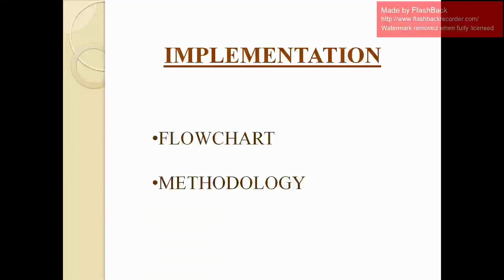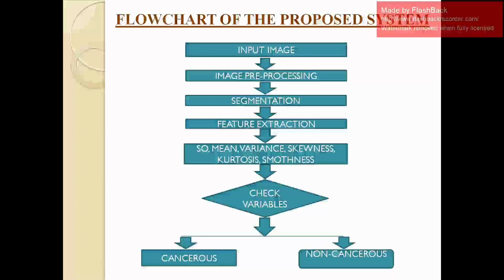Moving towards the implementation, here we have the flow chart of it: what we use, what the criteria are and what steps we use to make our project. First we take the input image, after that apply image pre-processing, then segmentation, then feature extraction, and after that apply mean, variance, skewness, kurtosis and smoothness algorithms on it, and after that we have to check the variables. If the variable is cancerous, then we declare that the patient has breast cancer, otherwise not.